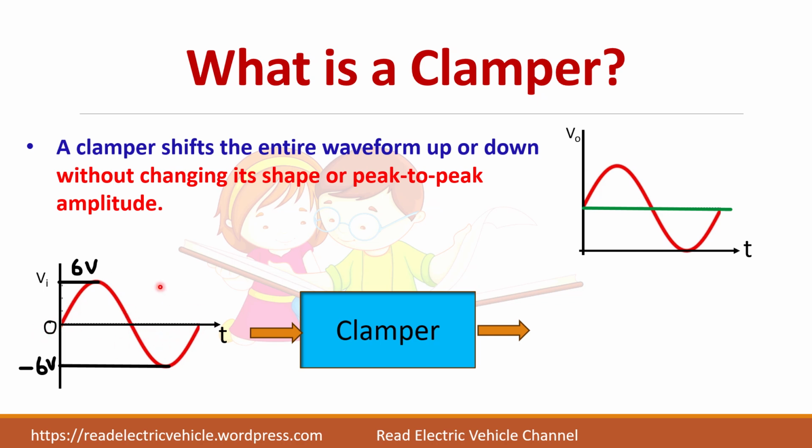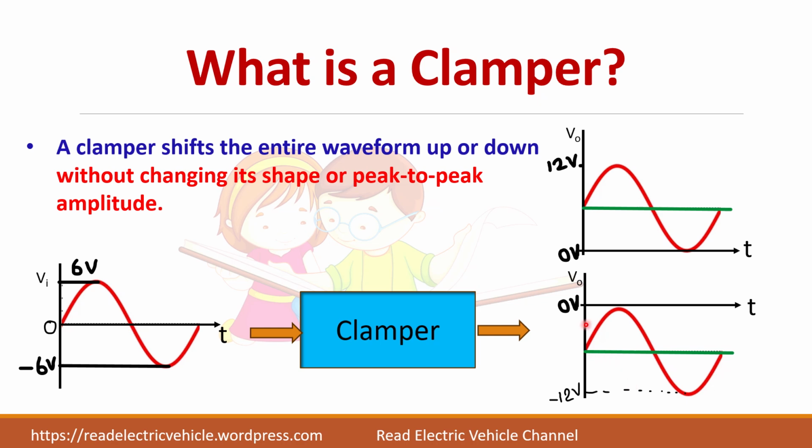If I give this as input to the clamper, I can shift this entire waveform above the reference line, or I can also shift the waveform below the reference line. If it is above the reference line, we call it a positive clamper, and if it is below the reference line, we call it a negative clamper.